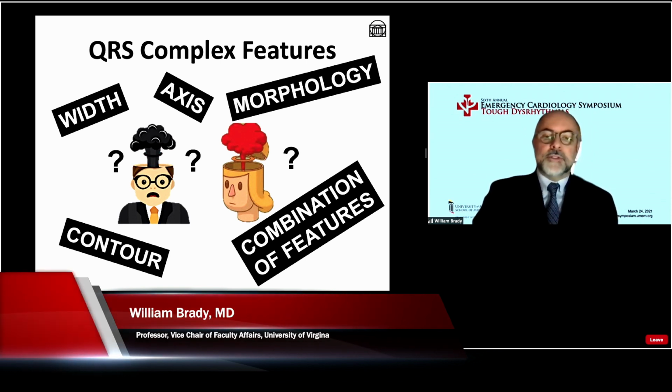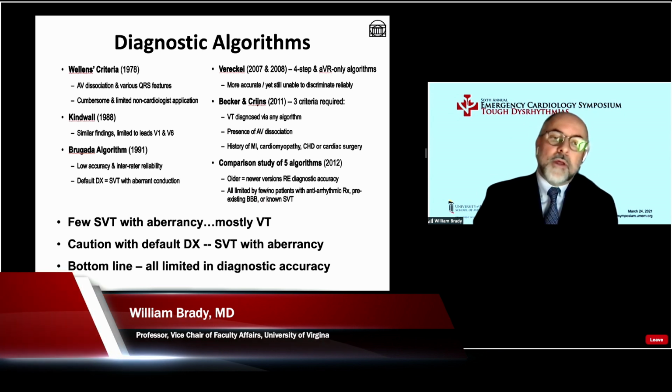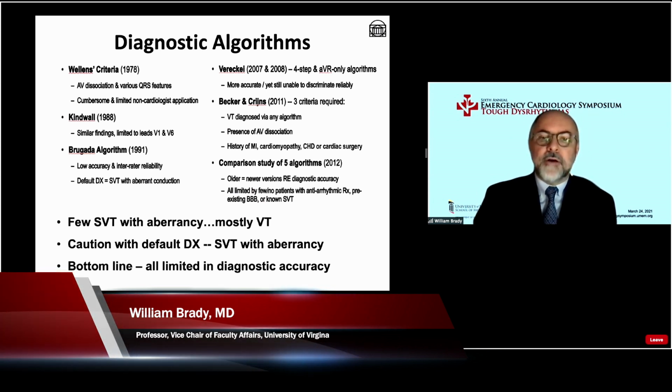Right? And here are really the 5 well-known decision rules, starting in 1978 and going up to about 2011. There are others out there. They're not as well known, but these are representative of suggested decision rules looking at SVT with aberrancy versus VT. And frankly, none of them are particularly accurate. They're quite accurate when used by the cardiologists that have developed them, the electrophysiology world. But when you take these rules and apply them outside of that world, they're less accurate. They don't work as well.